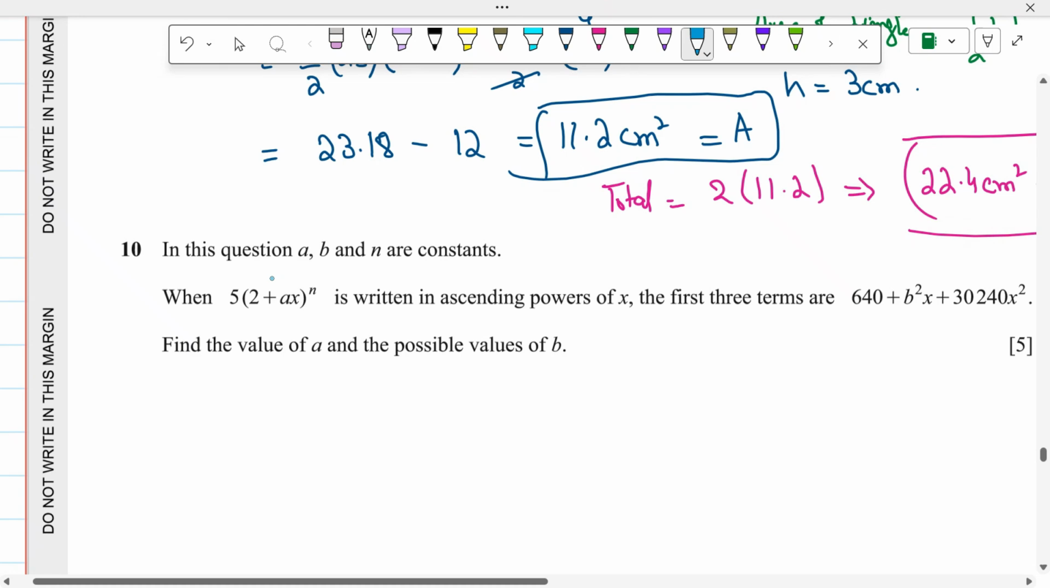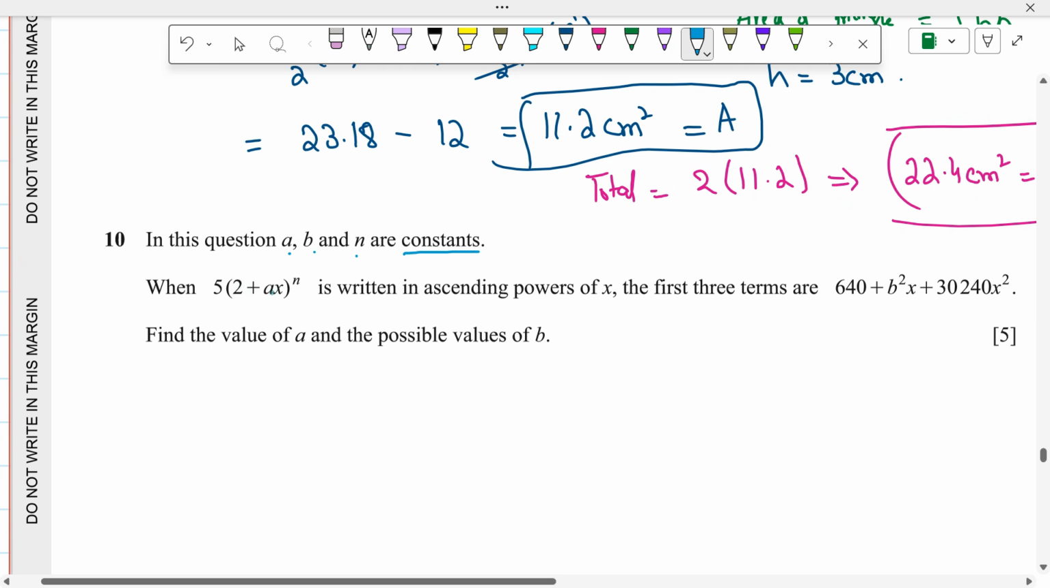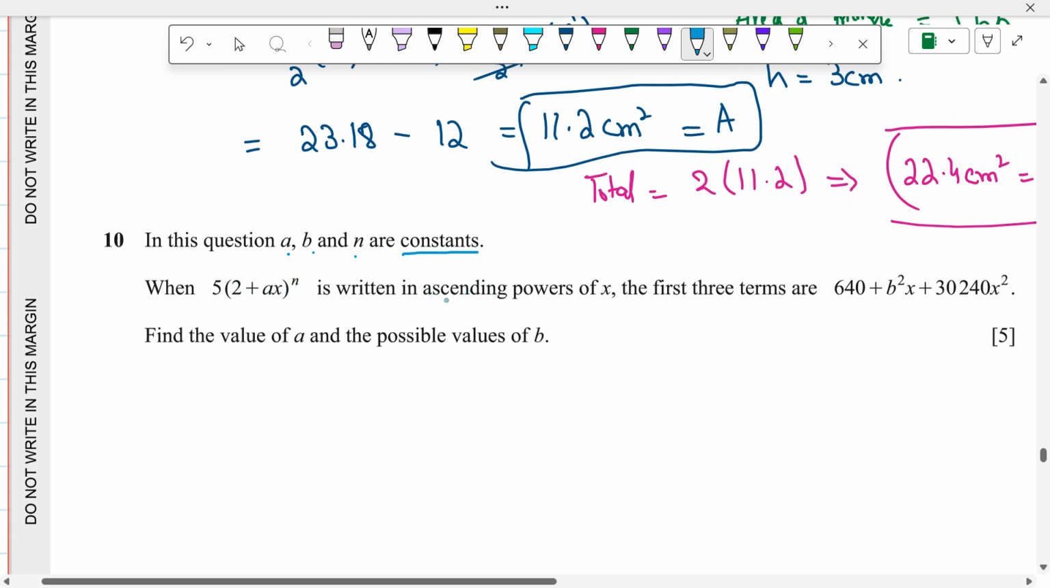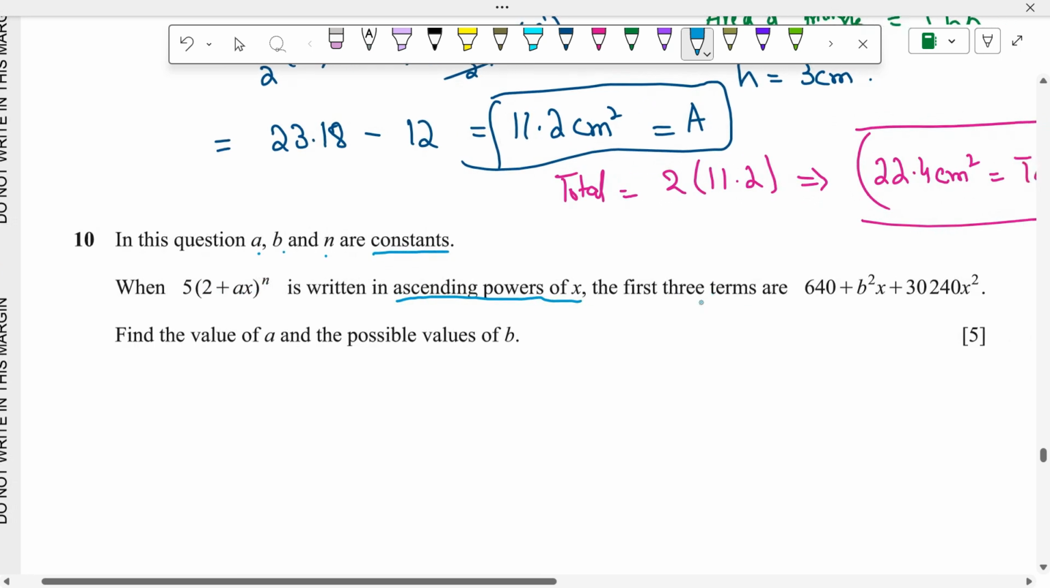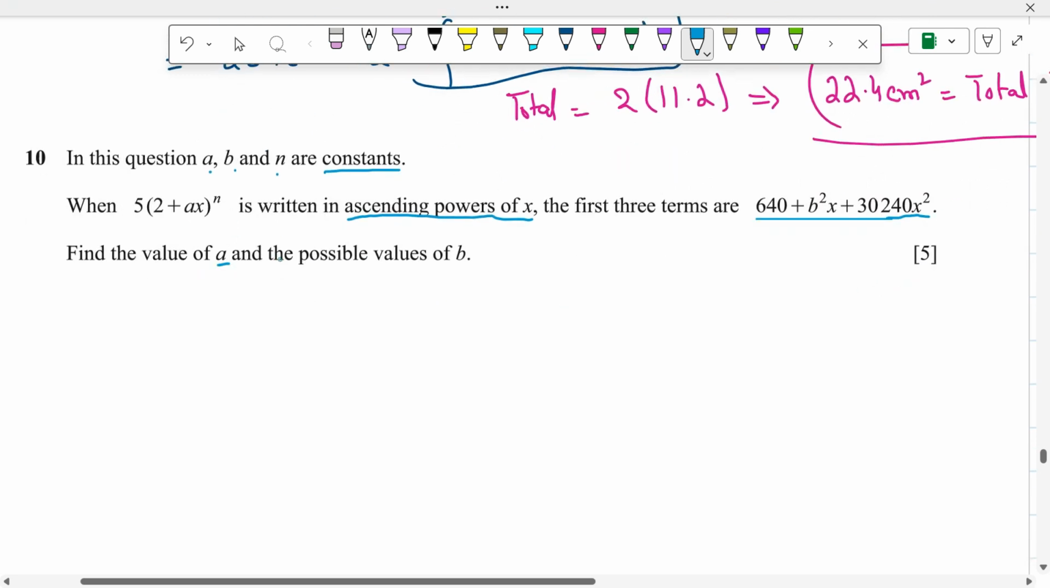Now question number 10. In this question, a, b and n are constants. (5 + ax)^n is written in the ascending order of x, and the first three terms are 640 + b²x + 30,240x². Find the value of a and the possible value of b.